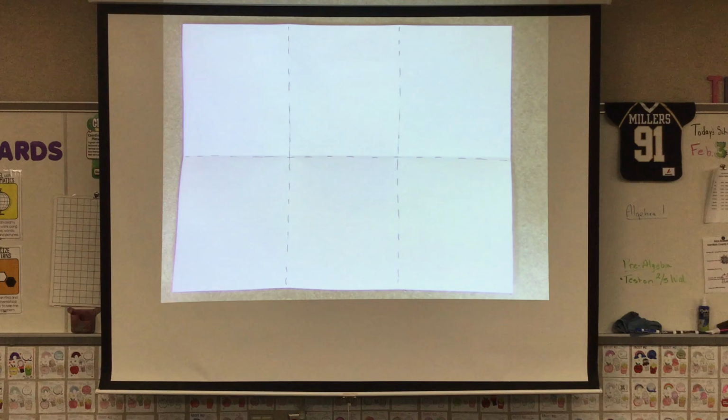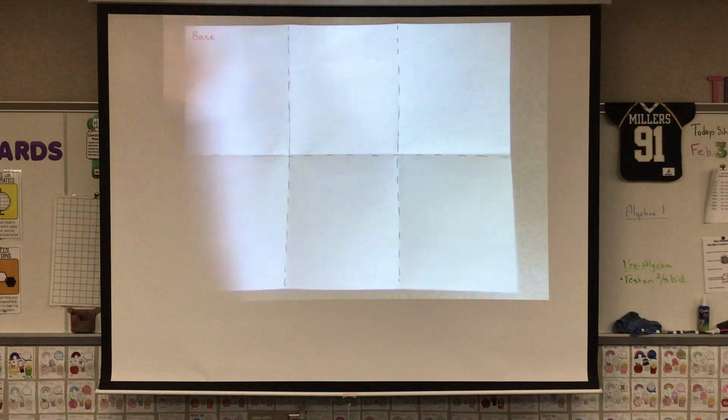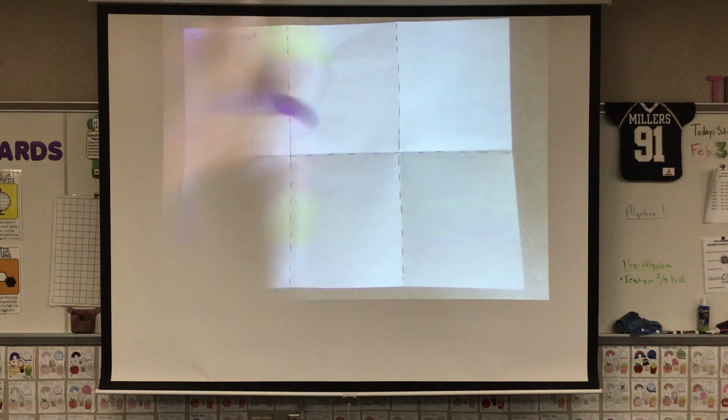All right, so now what we're going to do is talk about the 3 parts of exponents. When we are talking about that information, it does actually matter which one is which. So starting with this, we're going to talk about the base. We're going to talk about the exponent itself. And then we are going to talk about the power.